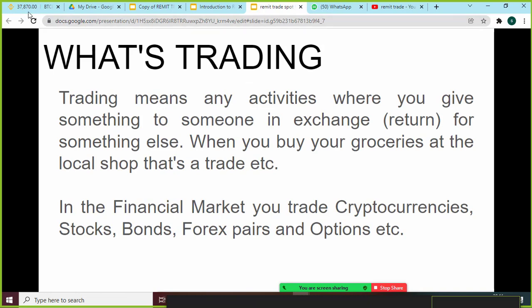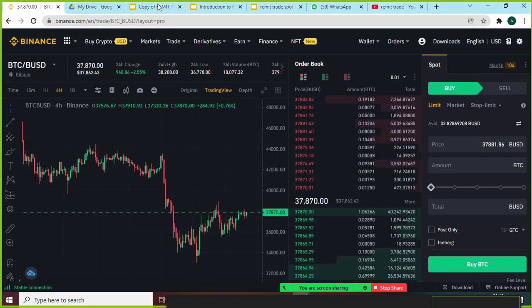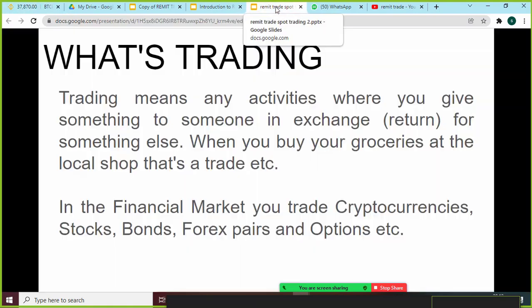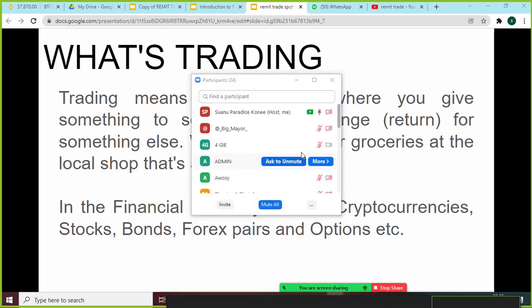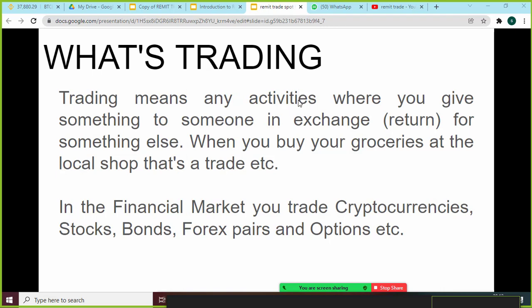The first thing that comes to mind when it comes to trading is what is actually trading. When we say you want to trade, it means any activity where you give something to someone else for an exchange. That is what trading means. That also means that in trading, you can buy and sell. If you buy and sell, you are doing trading. If you walk into your grocery store in your local area, you are doing trading.